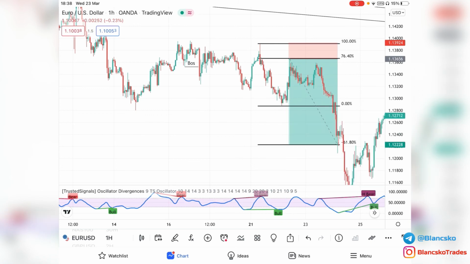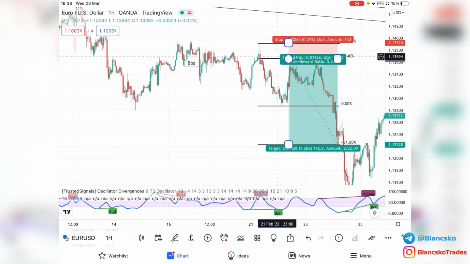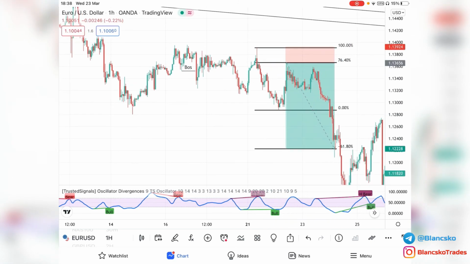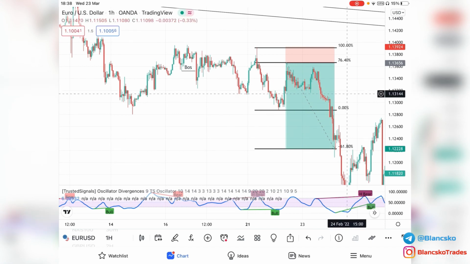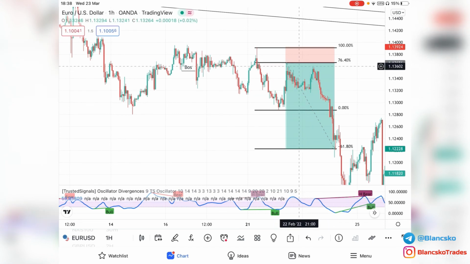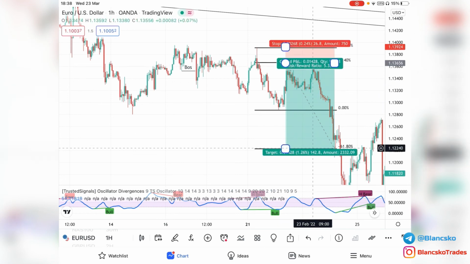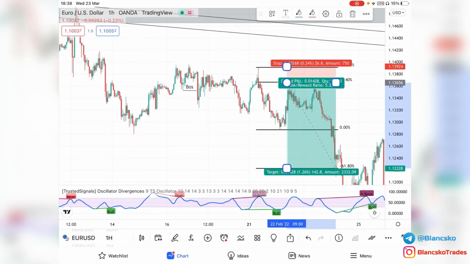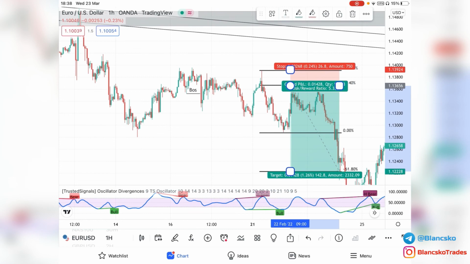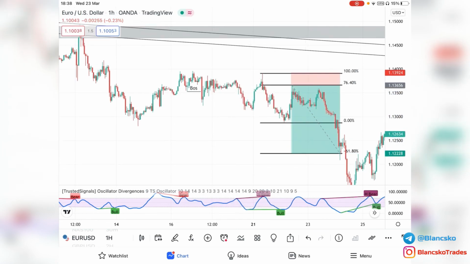Then a new lower low would have been created. You would have placed your fib. You would have been tapped in here with a sell limit pending order, and then your take profit would have been hit. Okay, so yeah, this is pretty much how this strategy works.